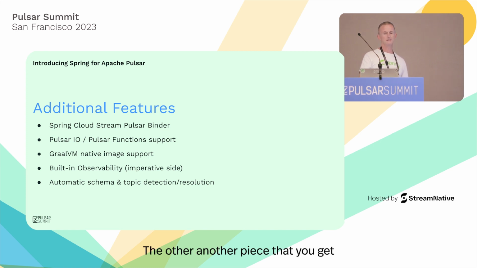Another piece that you get is built-in observability via the Micrometer Observations API. By adding a few dependencies and setting up a little bit of configuration, you run your app, and then you have traces and metrics.